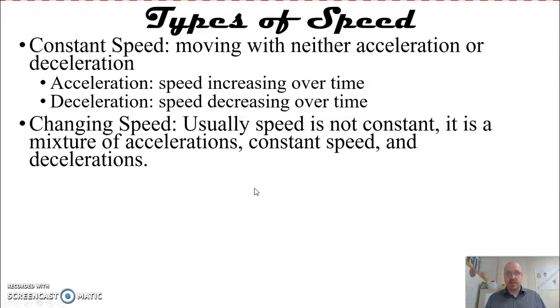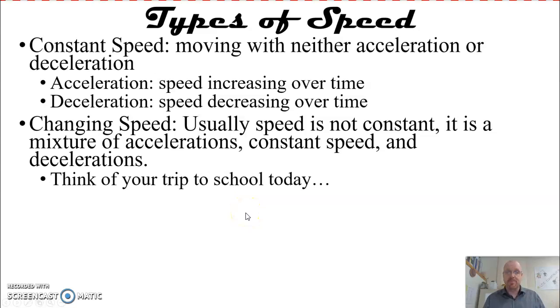What is changing speed? Changing speed means usually speed is not constant. It's a mixture of accelerations, constant speeds, and deceleration. Think about the travel from your home to school today. All right, there was obviously a lot of different changing speeds. The bus just didn't swing by your house and not stop, and you had to jump on board while it was doing 35 miles an hour down the road, and it maintained 35 miles per hour through all the stop signs. That obviously didn't happen. There was stopping, slowing down, braking for other cars, all kinds of things of that nature. So that is what we call changing speed.